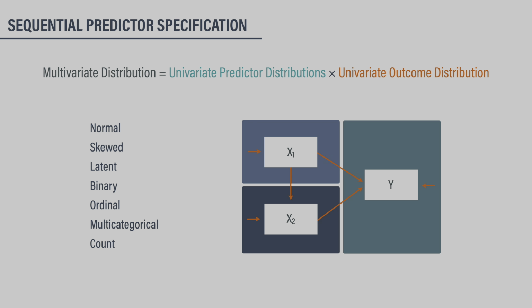X1's model is empty as there are no incoming arrows beyond its residual. In lieu of a correlation, X1 and X2 are connected via a regression slope in X2's model. The advantage of the sequential specification is that it allows for a broader range of outcome variable types, and predictors can also be nonlinearly related. For example, X1 could have a nonlinear influence on X2.